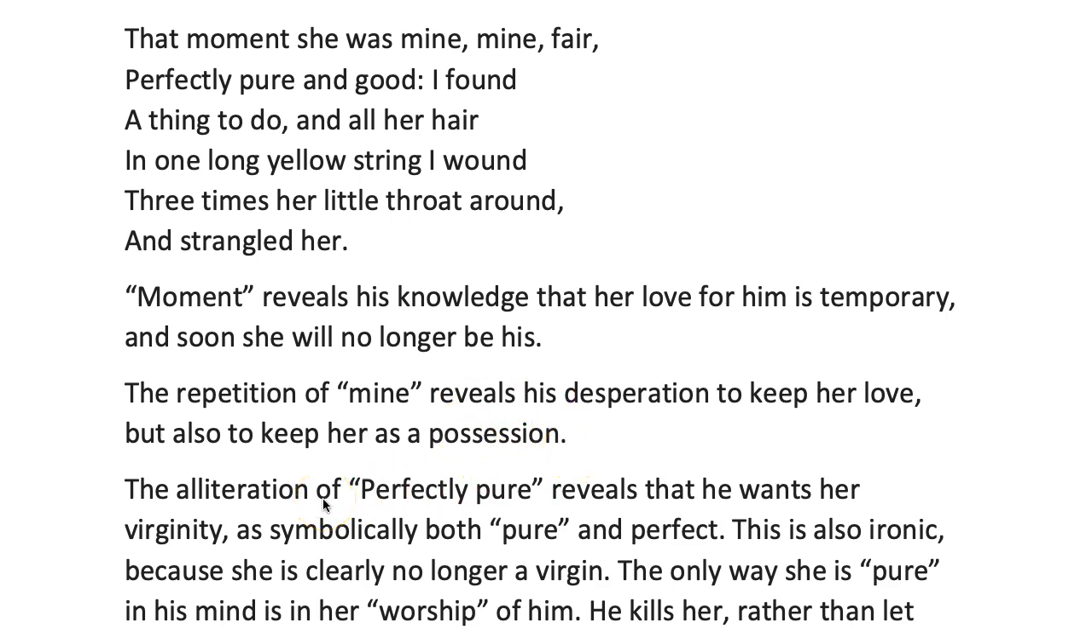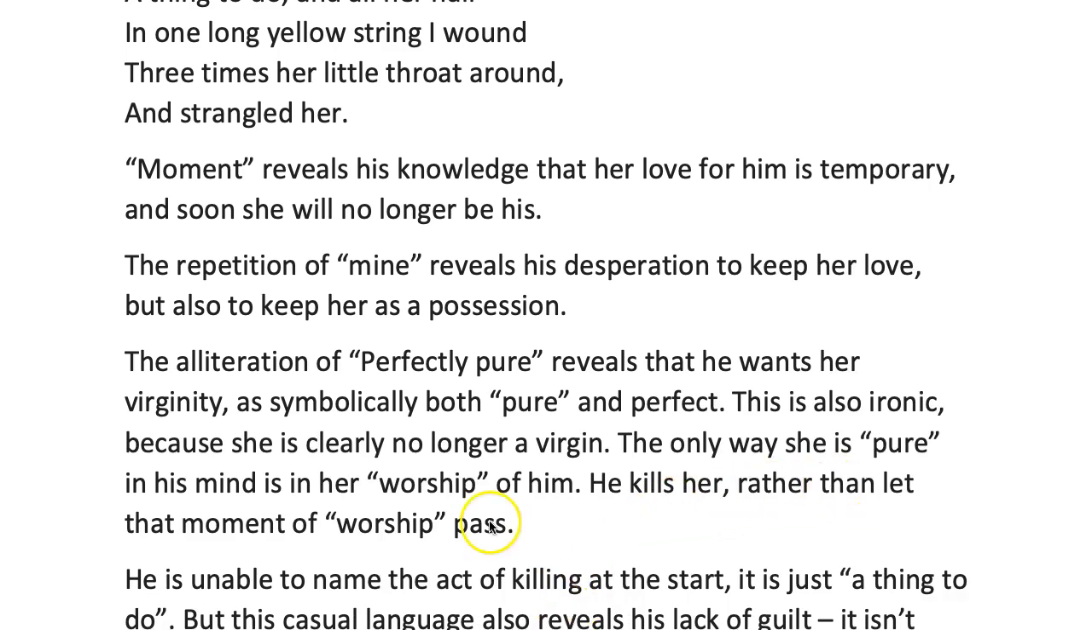The alliteration of "perfectly pure" reveals that he wants her virginity as symbolically both pure and perfect. Well, obviously this is ironic because she's clearly no longer a virgin, she's his lover. The only way she is pure is in his mind, in her worship of him. So he kills her rather than let that moment of worship pass.